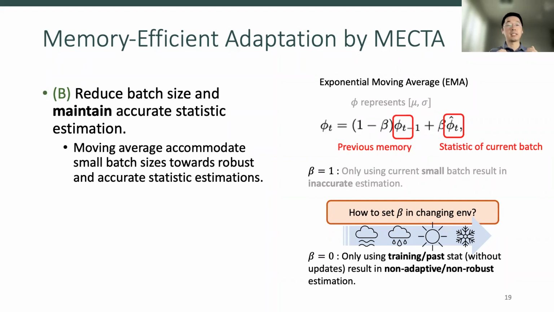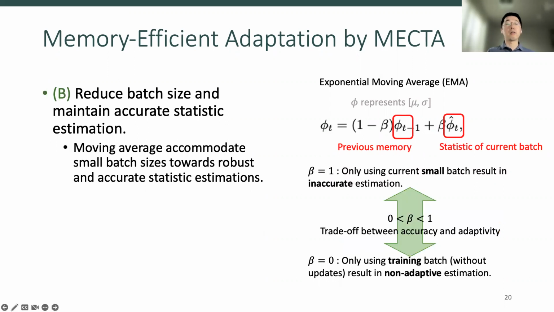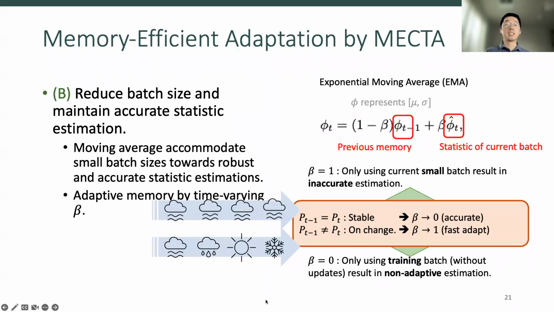We cannot use the statistics with beta equal to 0. It's not a good idea. So at a high level, we want a beta between 0 and 1, which can trade off accuracy and adaptivity, such that we can have a good estimation of the statistics while also quickly adapting the statistics to new and emerging environments. So how can we do that?